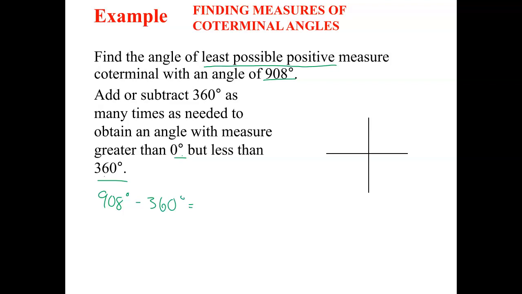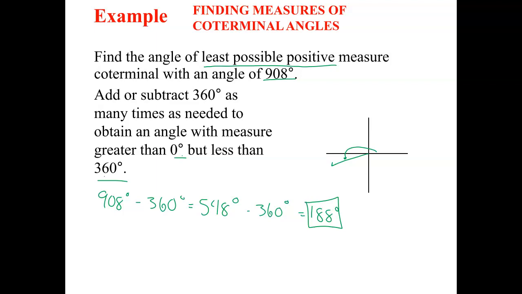What do I get? Is that between 0 and 360? Then I got to do it again. Is that between 0 and 360? Yeah, so then I'm good. 188 puts me somewhere in quadrant 3. How do I know that? Because I've been doing it a long time.